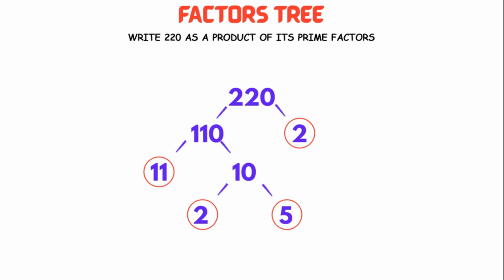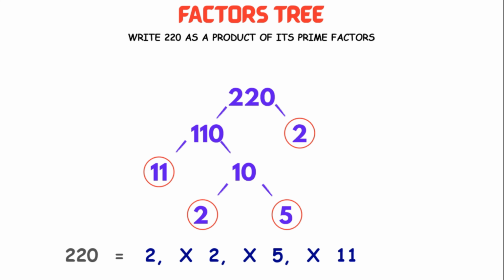Now that we've finished factorizing it, we can write out all our prime factors, so 2, 2, 5, and 11, and it's normally best to put them in ascending order like this, which just means from smallest to biggest. So basically, we found that 220 equals 2 times 2 times 5 times 11, and as 2 occurs twice, we should rewrite it as 2 squared times 5 times 11.